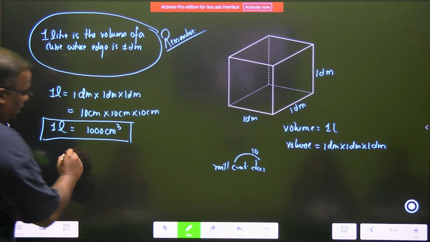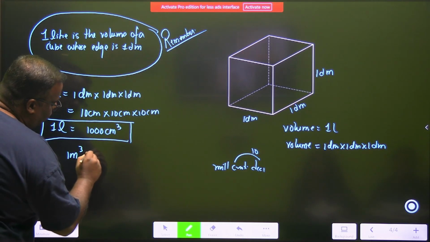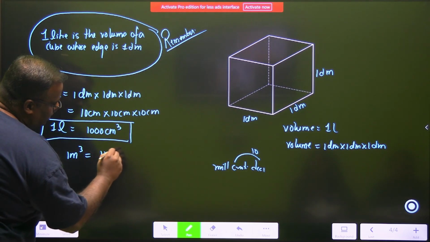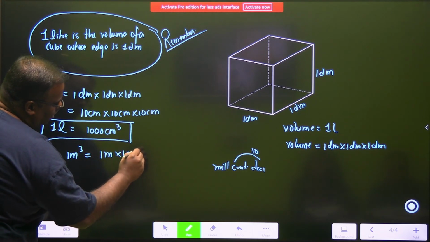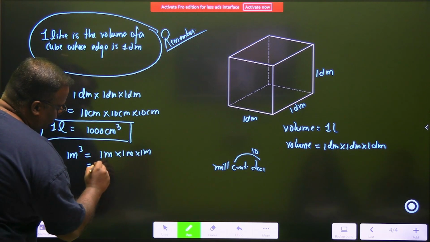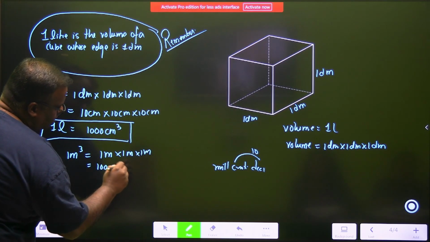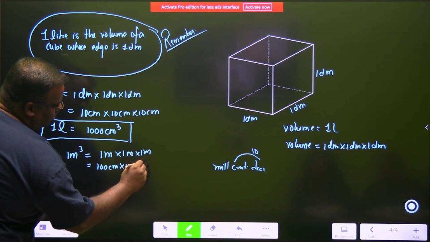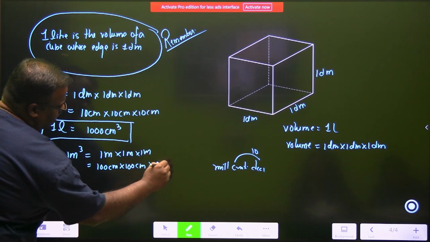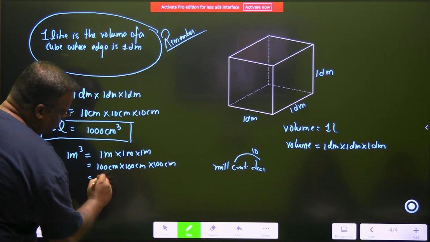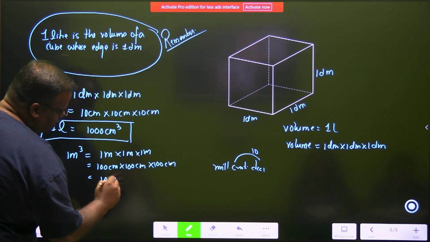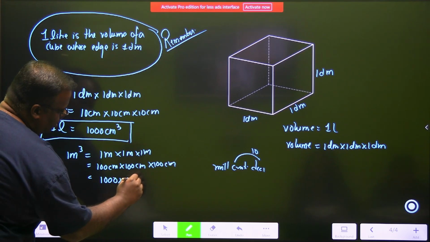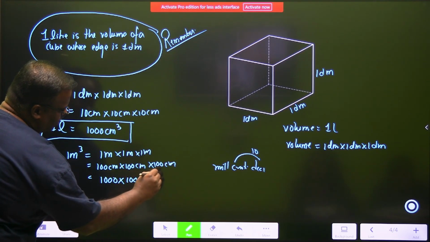Okay. Now let's look at 1 meter cube. What is 1 meter cube, beta? 1 meter, 1 meter, 1 meter. Can I not write this as 100 centimeter into 100 centimeter into 100 centimeter? How do I write this? This is like 1000 into 1000 centimeter cube. Just see.